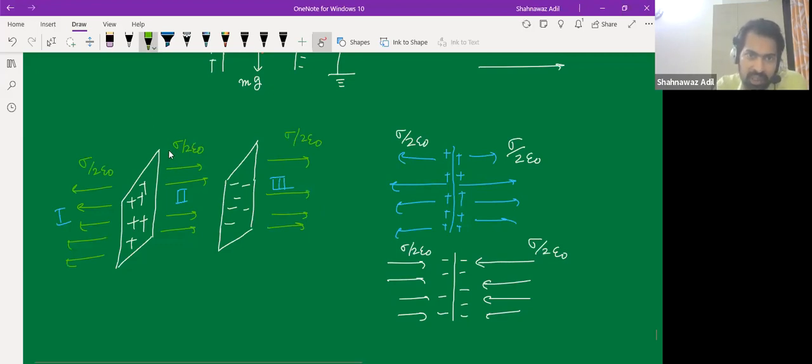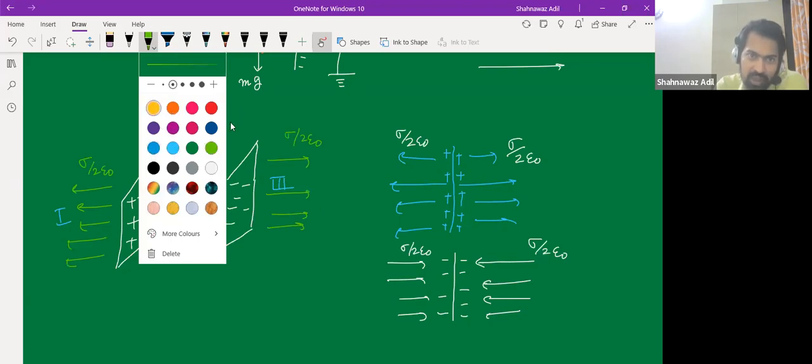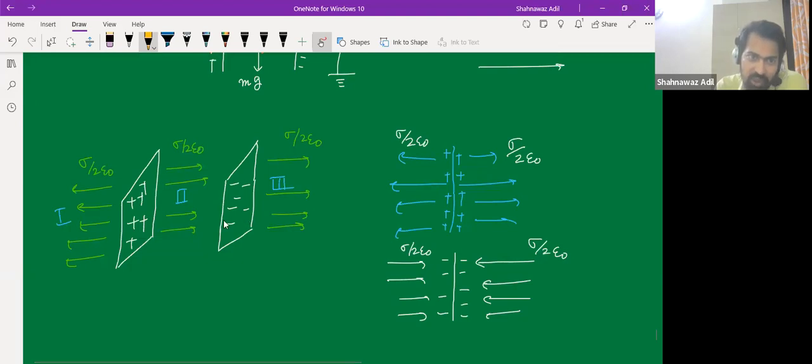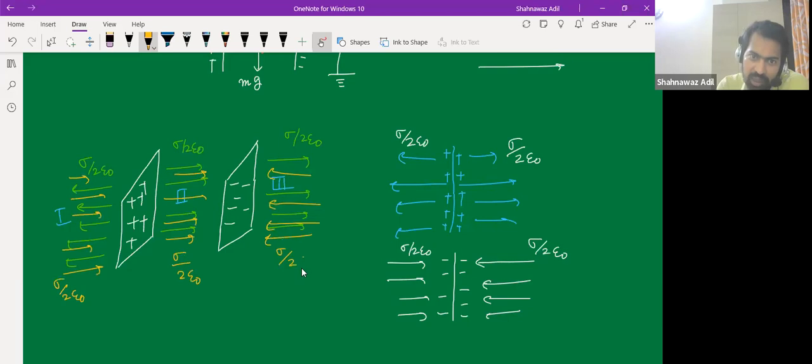And for the case of the negative plate, in this region this would be incoming, sigma by 2 epsilon naught. This is incoming, sigma by 2 epsilon naught. This is incoming, sigma by 2 epsilon naught. So in which region is it canceling out and in which region is it adding up?